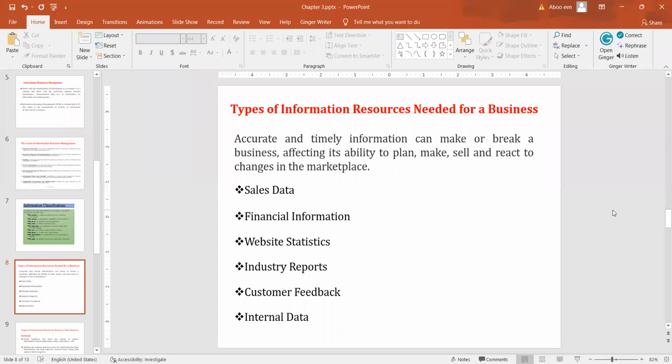Internal data. Basically the business organization highly needs this internal data from various functional areas or departments. They are collecting this internal data so then they can easily understand their routine activities, their business operation, business transactions, and the internal data is highly important for them. So these are some of the types of information they need to run business organizations.